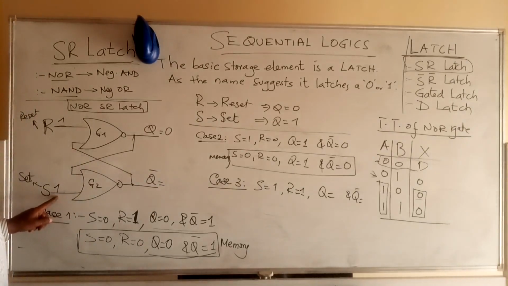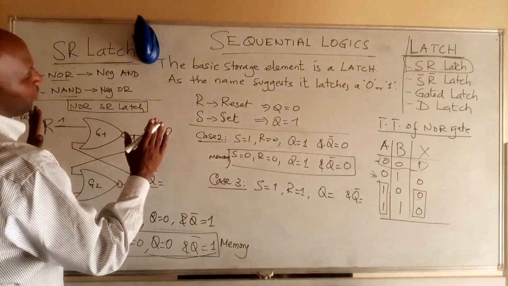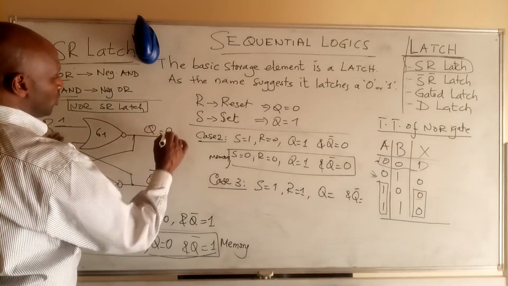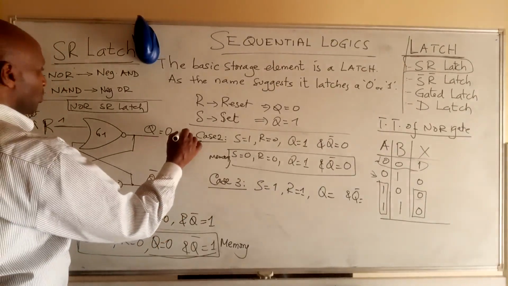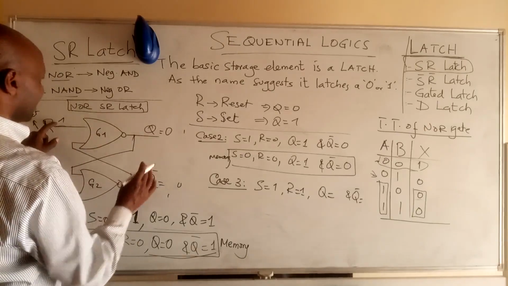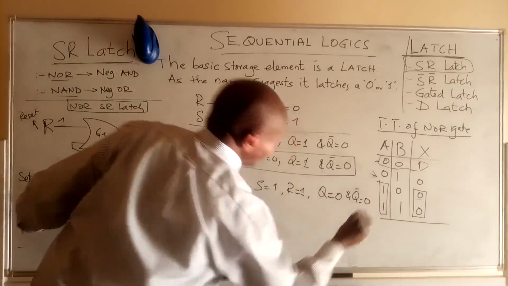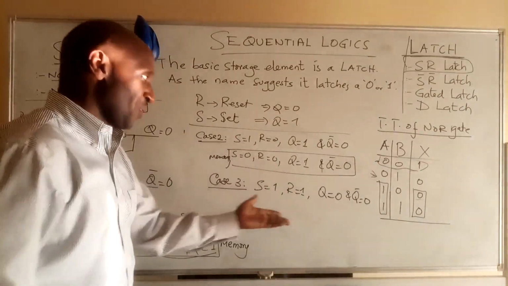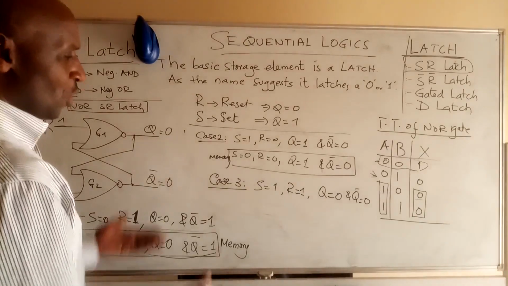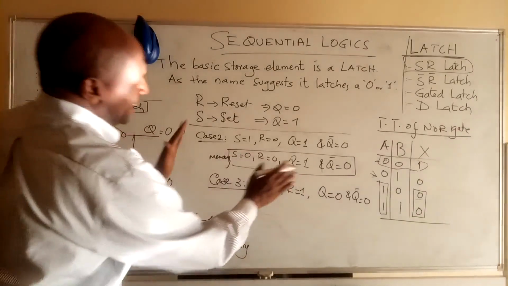Now, normally if you reset the circuit, Q is 0, Q bar is 1. If we set, Q is 1 and Q bar is 0. So you see that in this case, when you reset, Q is 0, and when you set, Q bar is 0. Now, Q is 0 and Q bar is 0. This is not possible, because Q cannot be 0 and Q bar be 0. This is the most complicated case. If Q is 0, Q bar should be 1.